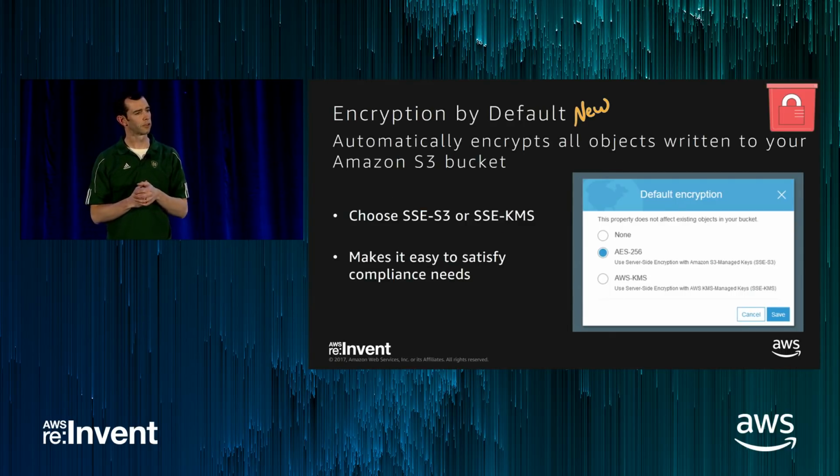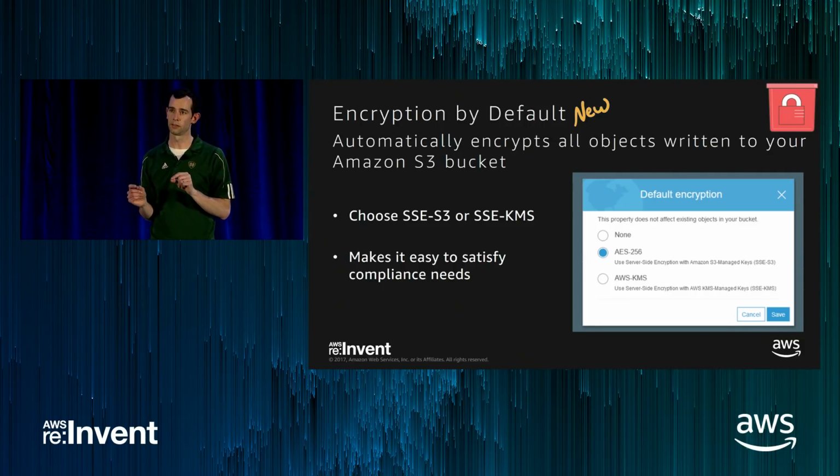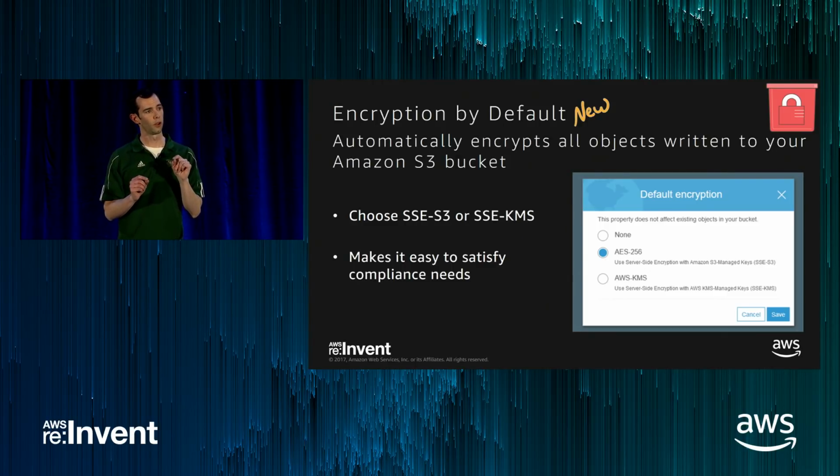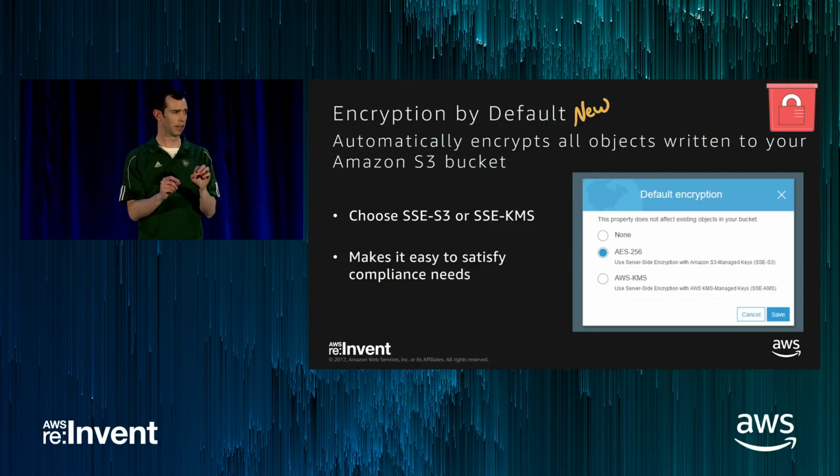One of the other new features launched in November is encryption by default, which is a feature at the bucket level, allowing you to specify for a given S3 bucket whether you want all objects encrypted with server-side encryption or encryption using the KMS service. So for customers that want to enforce encryption on all objects uploaded to a bucket, this is a great way to do that. It makes it easy to satisfy compliance requirements, and it ensures that all those objects will be encrypted.